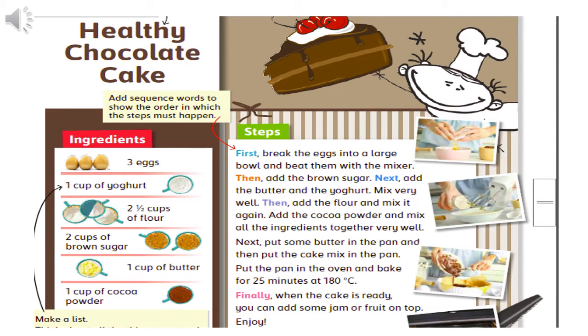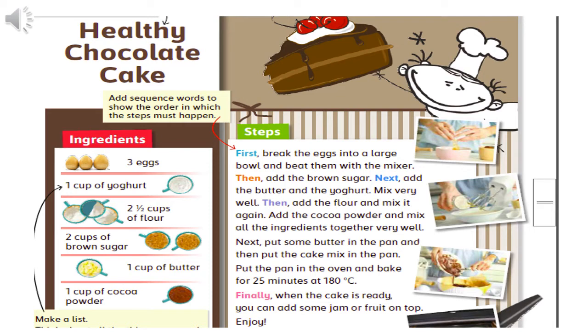Now, listen and answer. Module 5, Project 1. Do you like chocolate? Read a recipe for chocolate cake. Healthy chocolate cake. Ingredients: 3 eggs, 1 cup of yogurt, 2½ cups of flour, 2 cups of brown sugar, 1 cup of butter, 1 cup of cocoa powder.